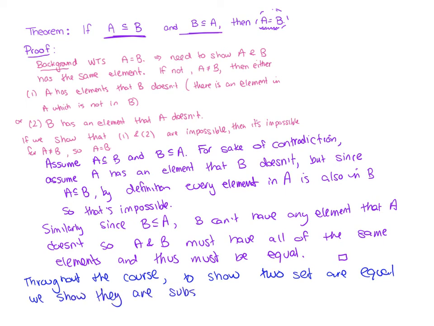Because then by this theorem, they have to be equal. And it's much easier to show two things are subsets of each other, because you just pick an arbitrary element in the first, show it's in the second, pick an arbitrary element in the second, show it's in the first, and then we can get this.